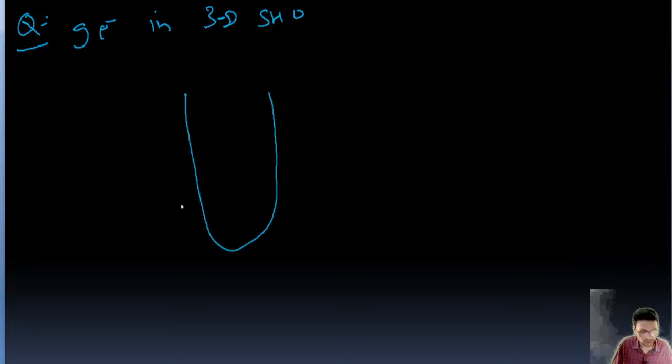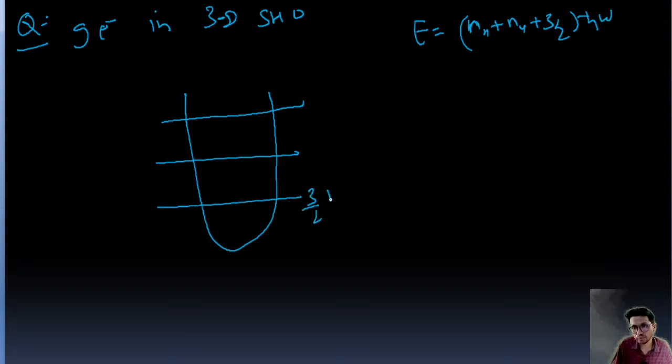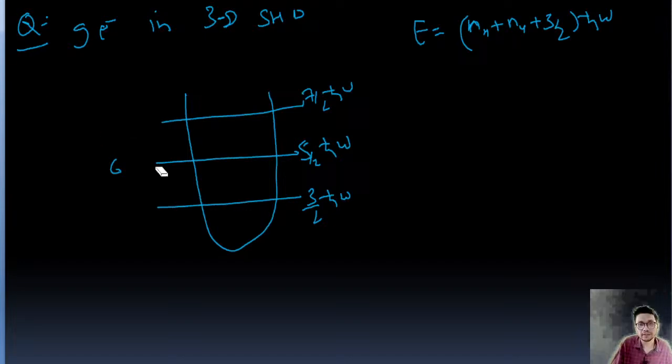For 3D we know these are the energy levels. And we know E = (nx + ny + nz + 3/2)ħω, right? So ground state energy is going to be 3/2 ħω. First excited state is going to be 5/2 ħω. This is 7/2 ħω, and it has degeneracy. The second level has degeneracy 6. Sorry, the first excited has 3. It has 3, and it has 6.